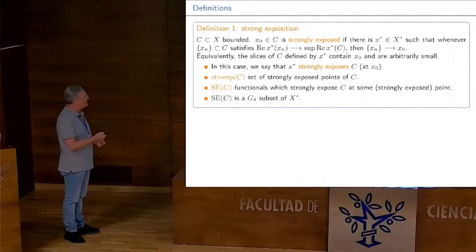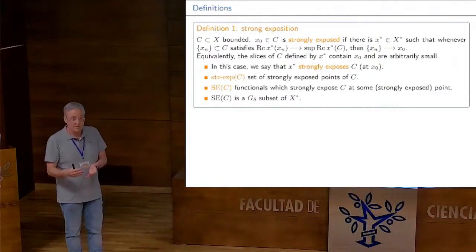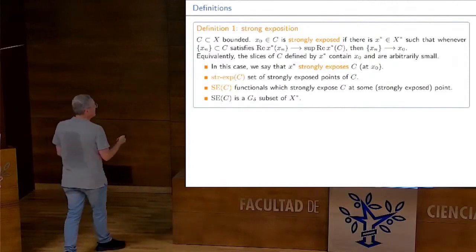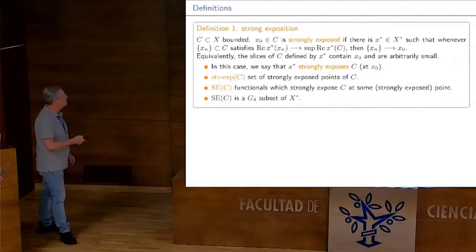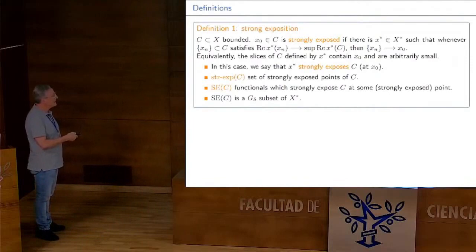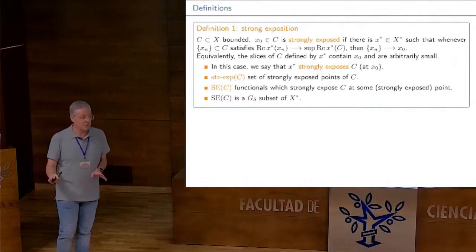So you get a functional x star which not only attains the norm on C, the norm in the sense of the supremum of the values, but attains it strongly. It's the strongly unique maximum. Okay, this is equivalent to saying that the slices of C defined by the same x star contain x0 and are arbitrarily small. We will say that this functional strongly exposes the set C at x0. And we will write strongly exposed point and strongly exposing functional. This is always a G delta subset, dense or not, but it's always G delta.